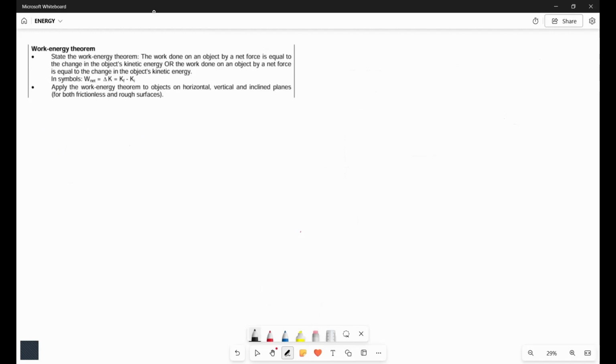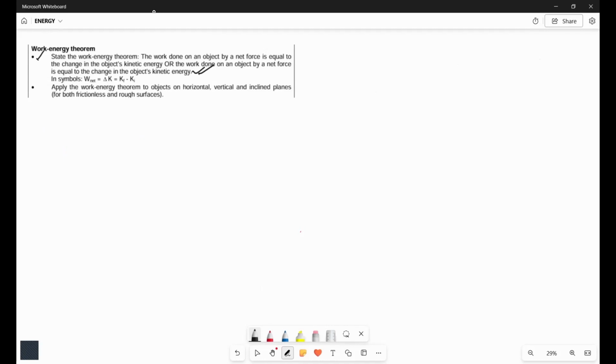Now, the second bullet. We have stated this is an easy 2-mark, level 1 type of question that everyone must get. I always emphasize that definitions, everyone must know them by heart. Apply the work-energy theorem to objects on horizontal, vertical, and inclined planes for both frictionless and rough surfaces.